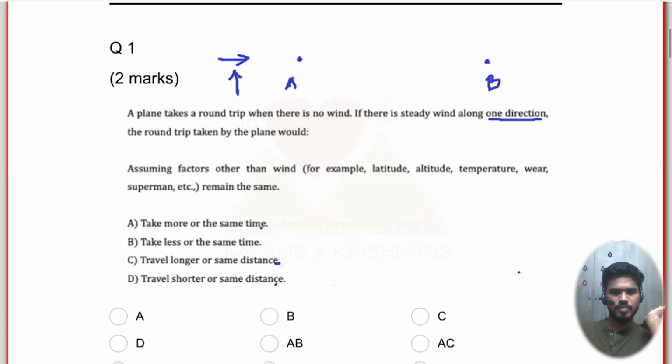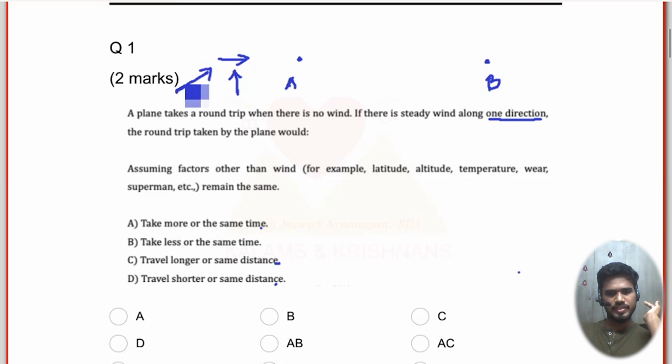In general, the wind could be along some direction. This could be in 3D if you want to be very, very careful about it. So note that a number of cases are actually arising. One direction could mean there are infinite directions.